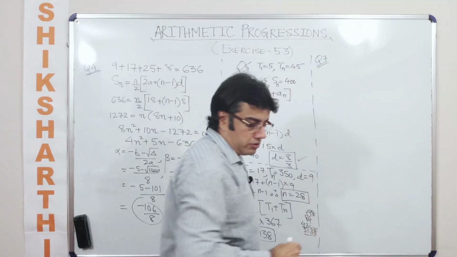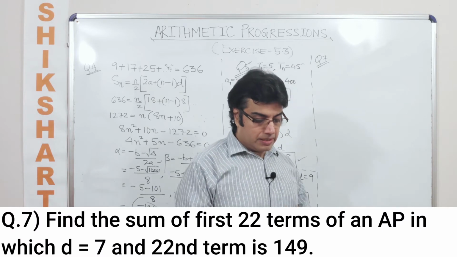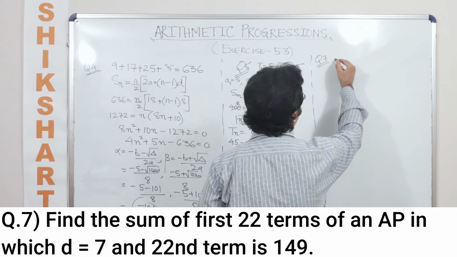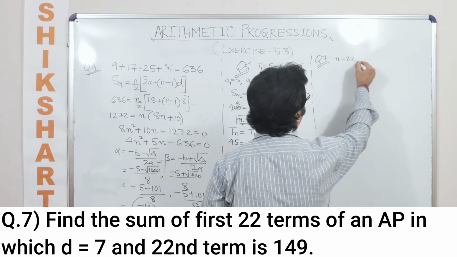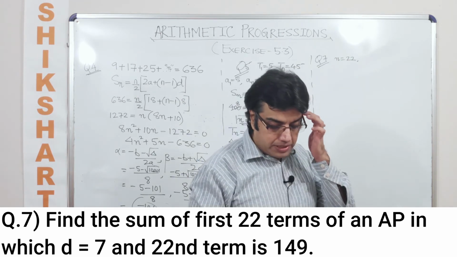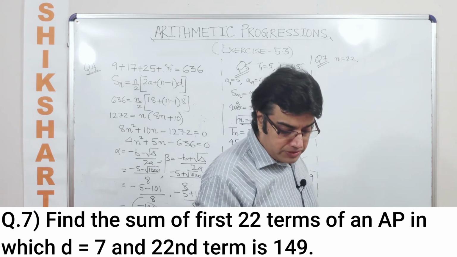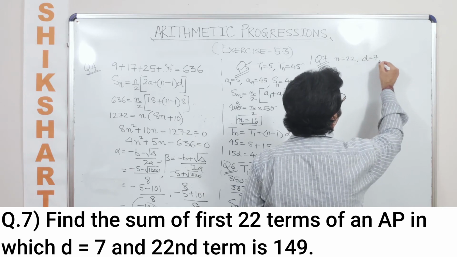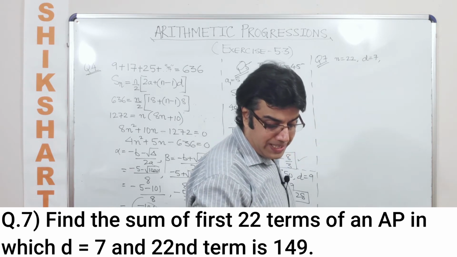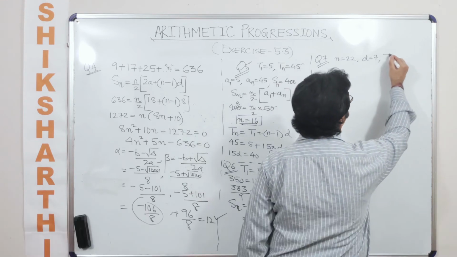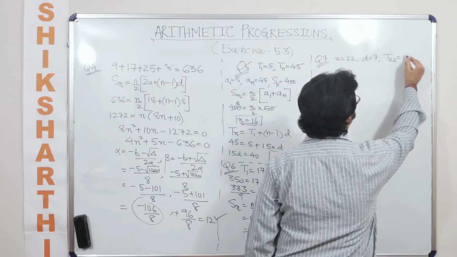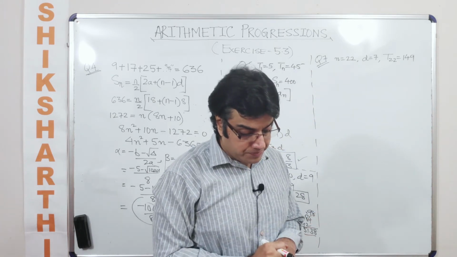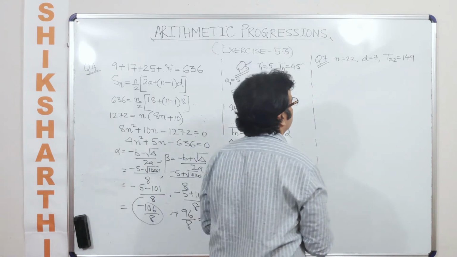Now question number 7 talks about find the sum of first 22 terms of an arithmetic progression. First 22 terms. So here the number of terms are 22. Thereafter they are saying that the common difference is 7. Okay. And they are talking about the 22nd term as 149. And they are asking you to find out what? Find the sum of first 22 terms. Okay.